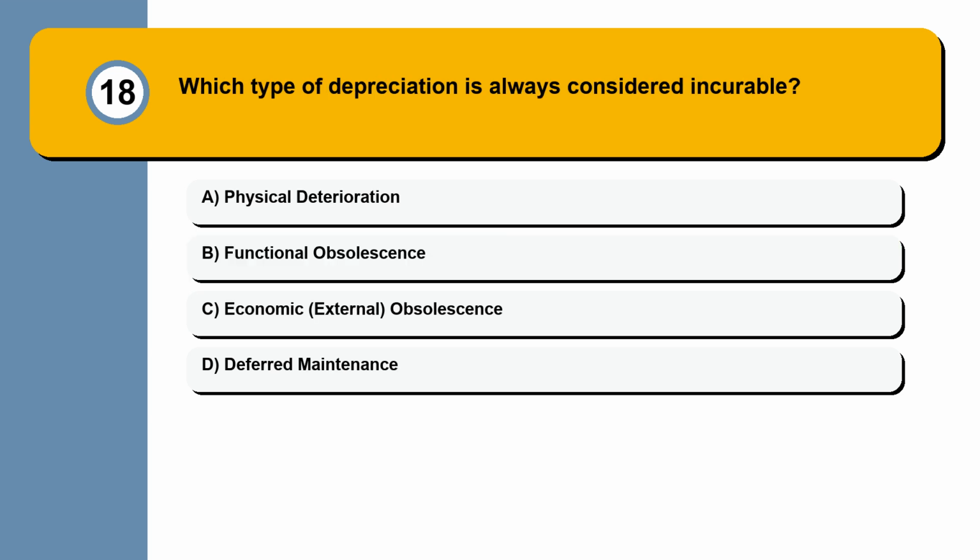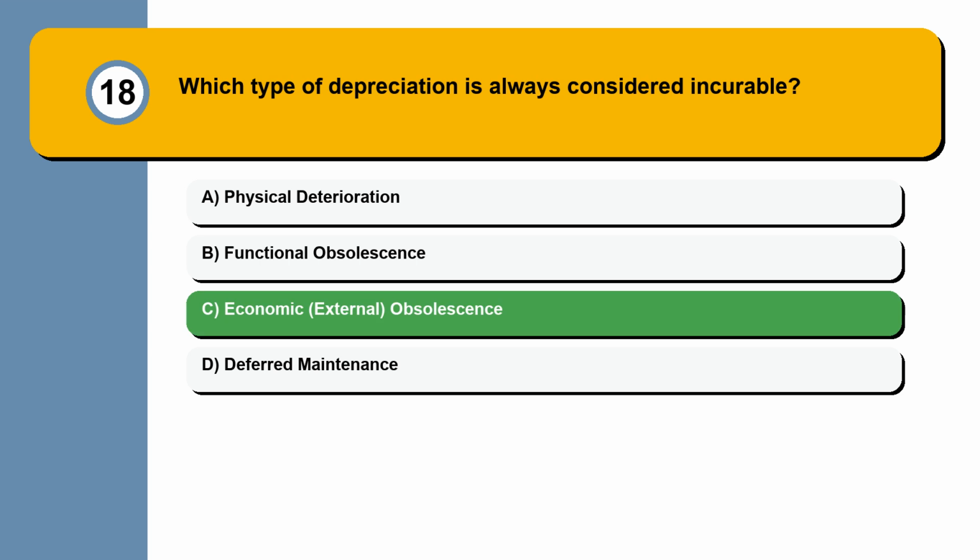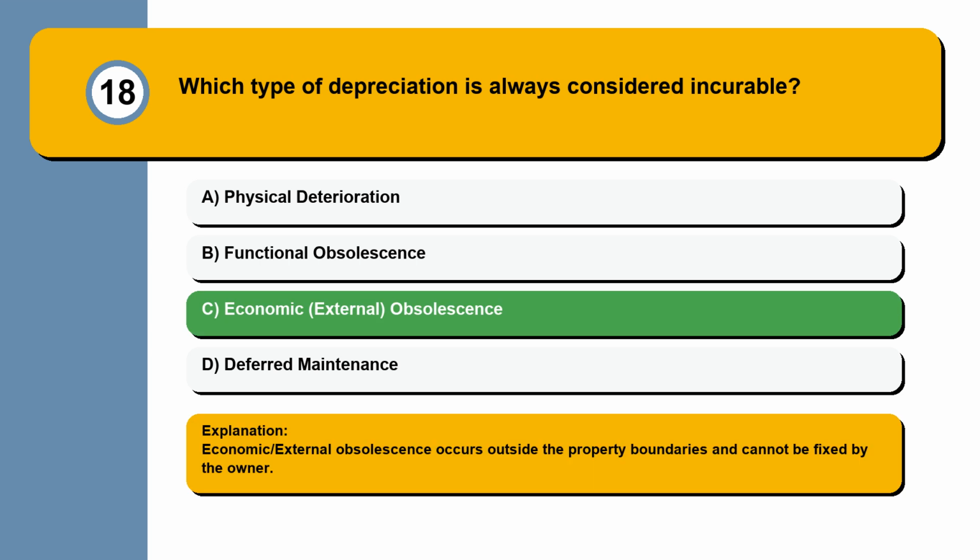Question 18. Which type of depreciation is always considered incurable? Physical deterioration, functional obsolescence, economic/external obsolescence, deferred maintenance. Economic/external obsolescence occurs outside the property boundaries and cannot be fixed by the owner.